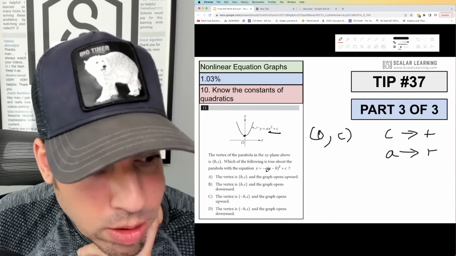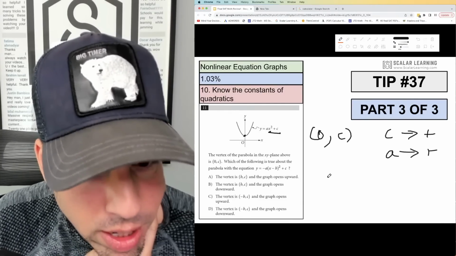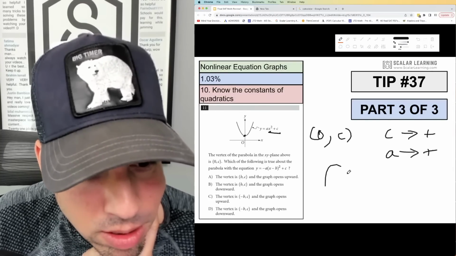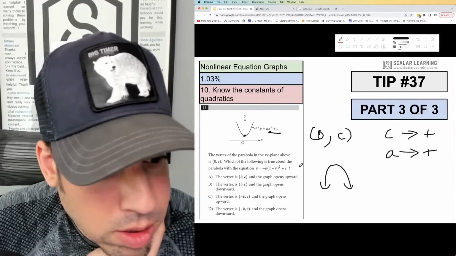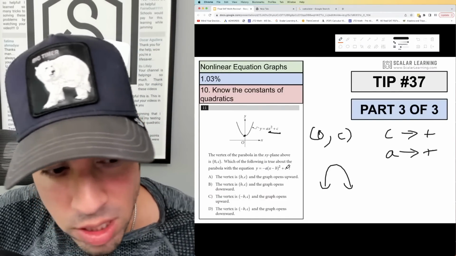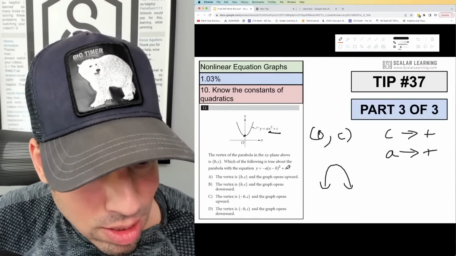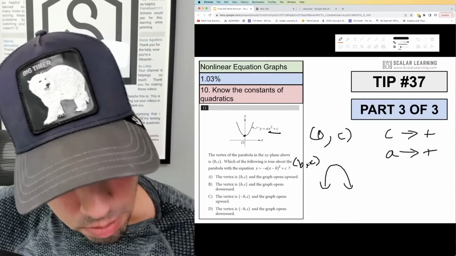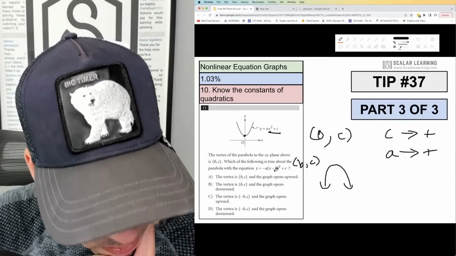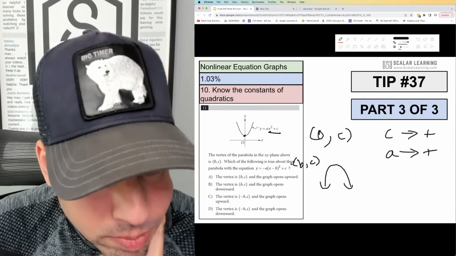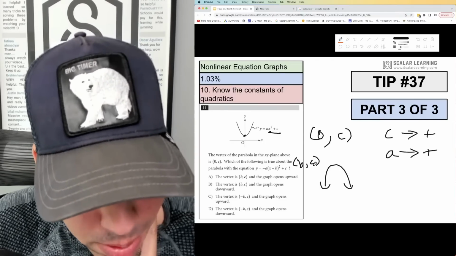Which of the following is true about the parabola with the equation of this? Okay. Well, since a is positive here, making it -a means it's going down. We already know that c is positive. C is still the y value of the vertex, which means the vertex is still at c, but it's also at b. Because if you remember from vertex form, it's the opposite of whatever's in here is the x value of the vertex. So I got a vertex at BC, and I'm going down.